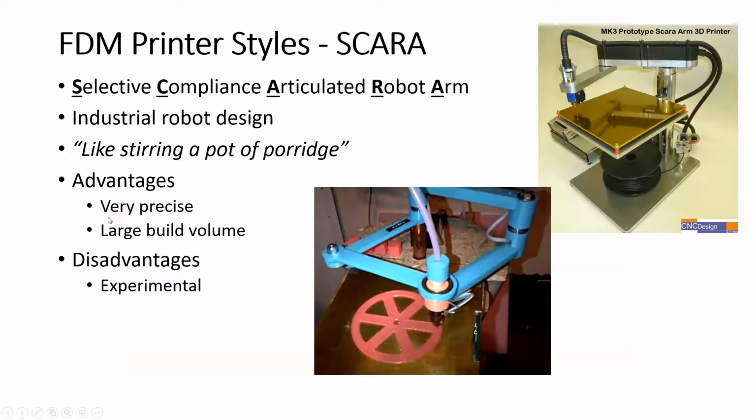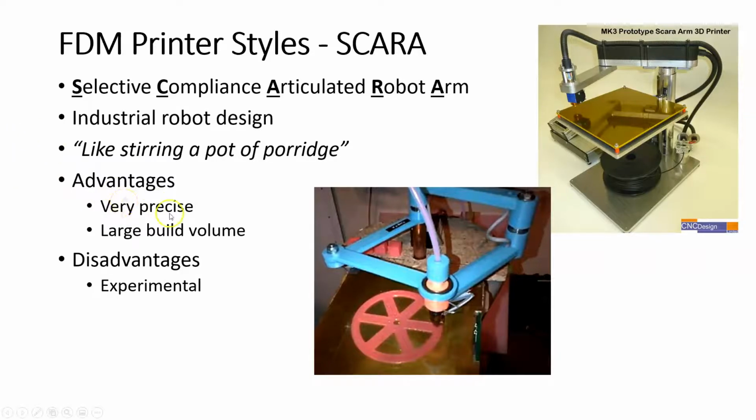Okay. Now, a third type of 3D printer is the SCARA type of printer. SCARA stands for Selective Compliance Articulated Robot Arm, and it is a common robot arm, or the geometry configuration for a robot, especially a very high-speed robot. So a SCARA robot has limited range of motion, but it can move very fast.